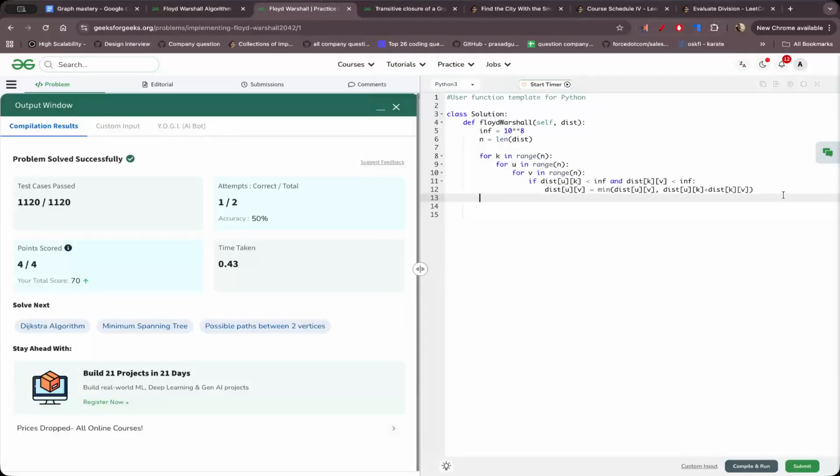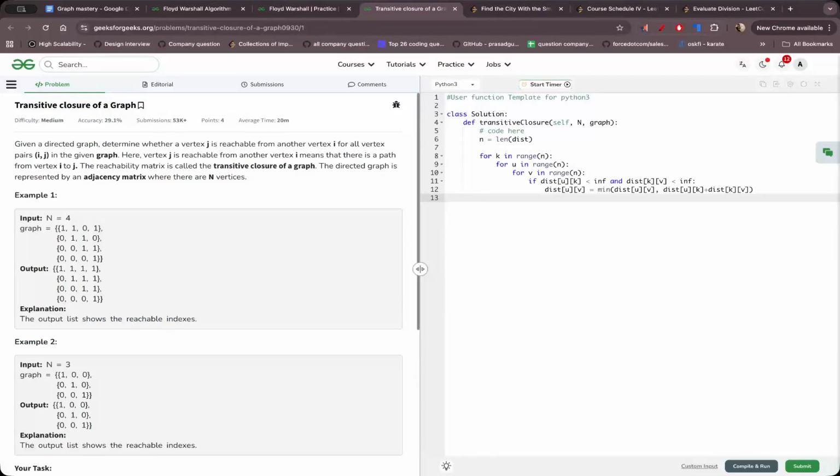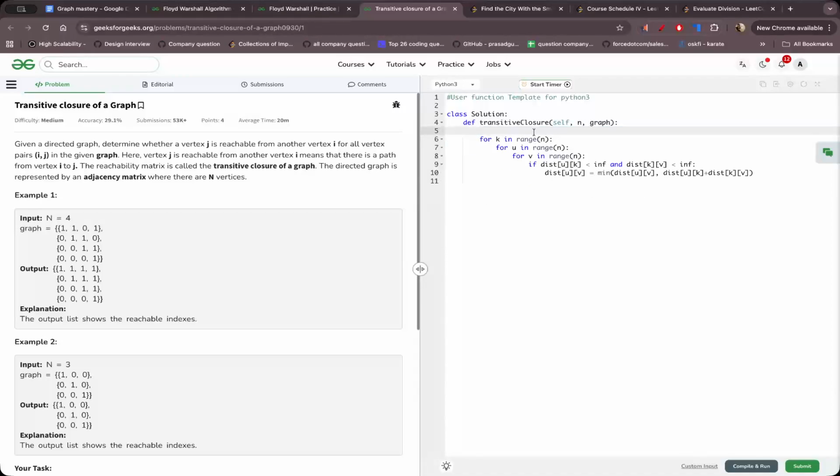In fact, if I go here and simply copy paste this, I do not need that infinity anymore because I'm not looking for the shortest distance. There are n vertices, so n is given to me already. The graph is given to me as an adjacency matrix. This I'll remove. So for every k, I need to check. Do I need to check this? No, that I can remove.